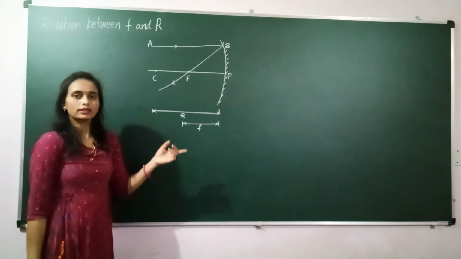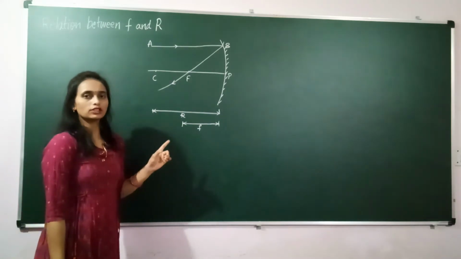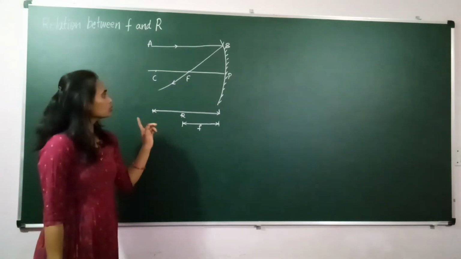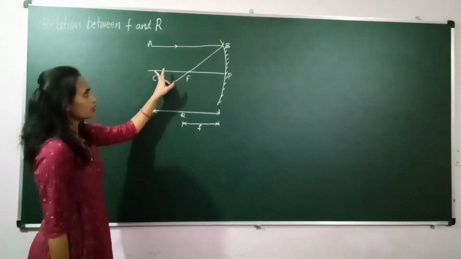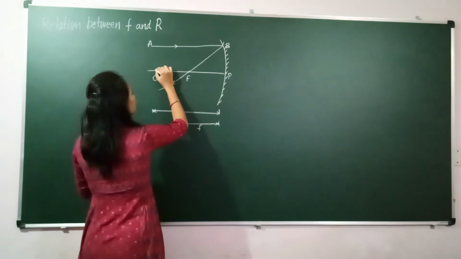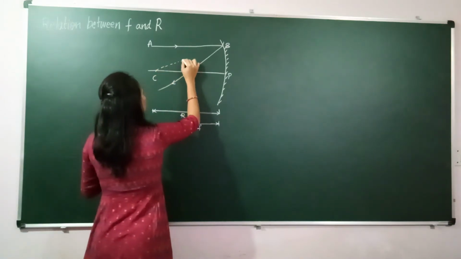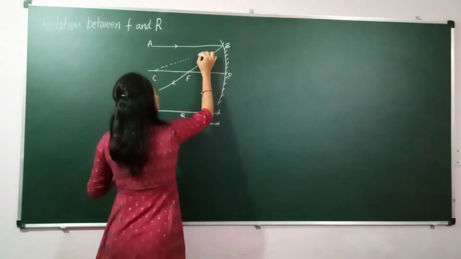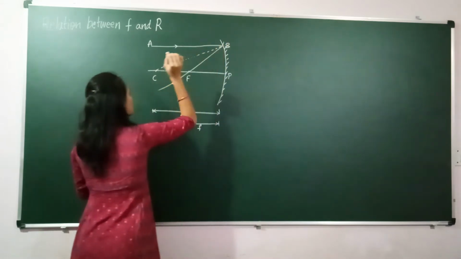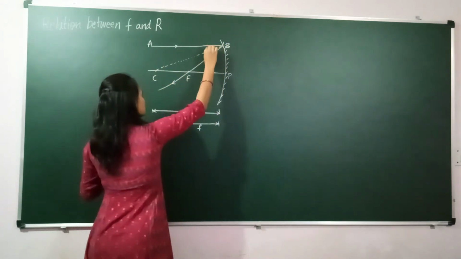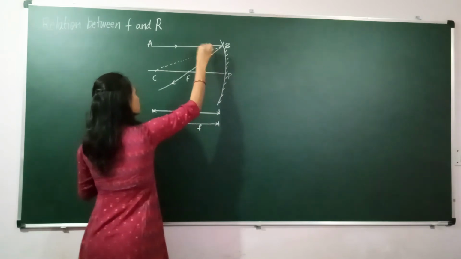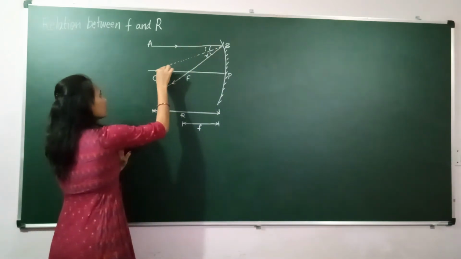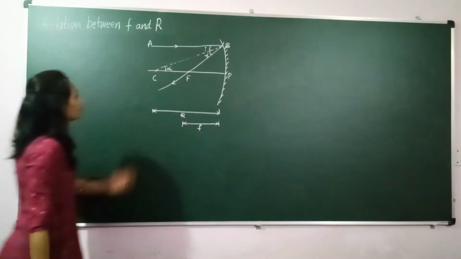Now to calculate the angle of incidence and angle of reflection, we need the normal line. To draw the normal line, in a spherical mirror we always draw the normal line through the center of curvature. So this is the normal line which is passing through the center of curvature. Now this angle is the angle of incidence and this is the angle of reflection, and this angle we will mention as alpha.